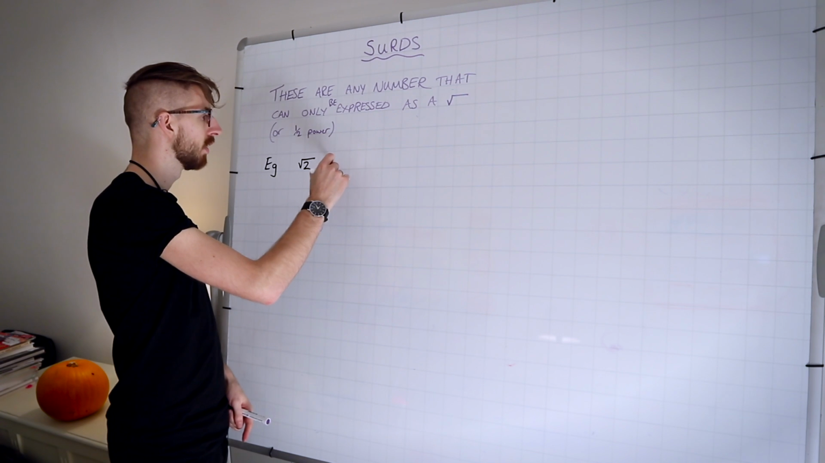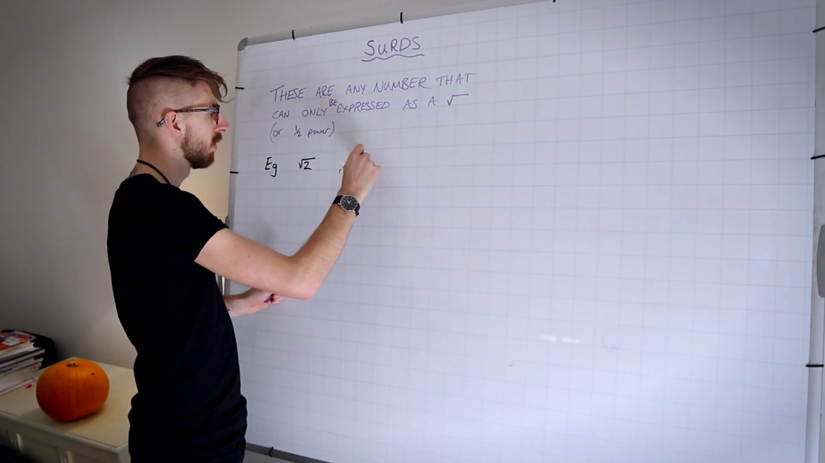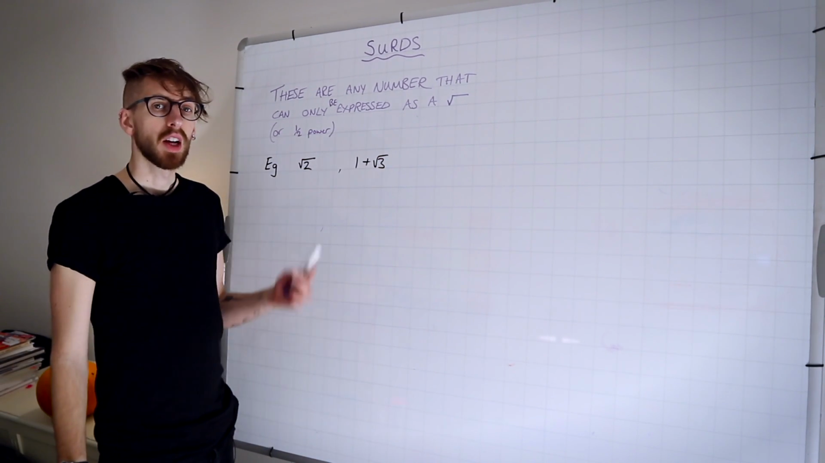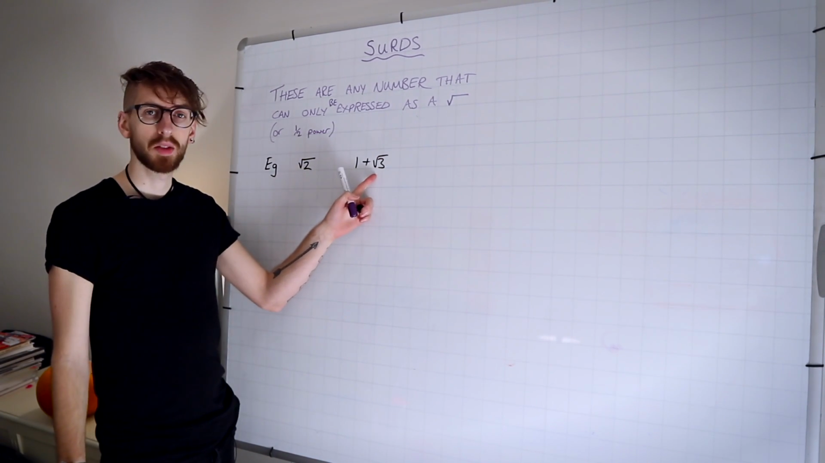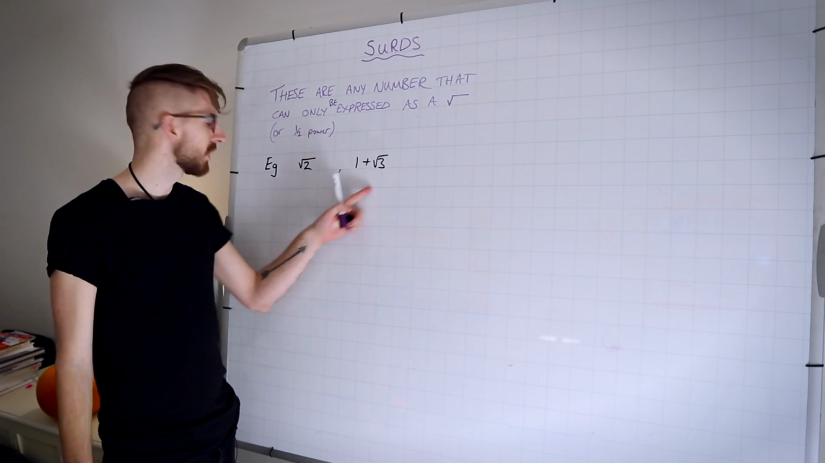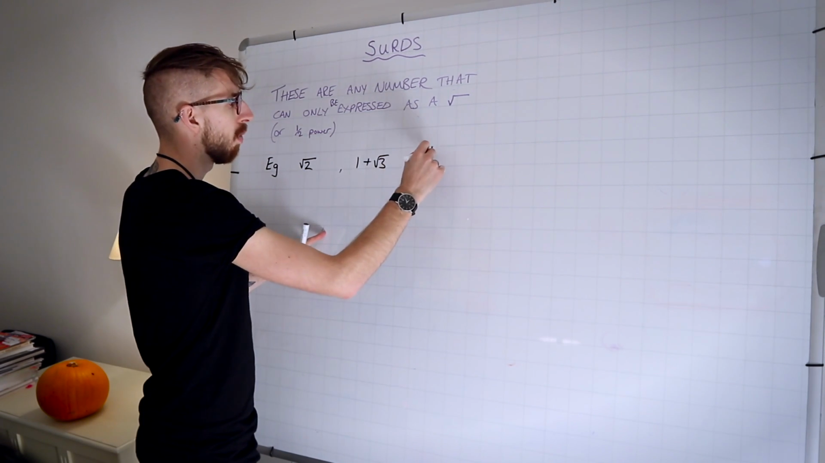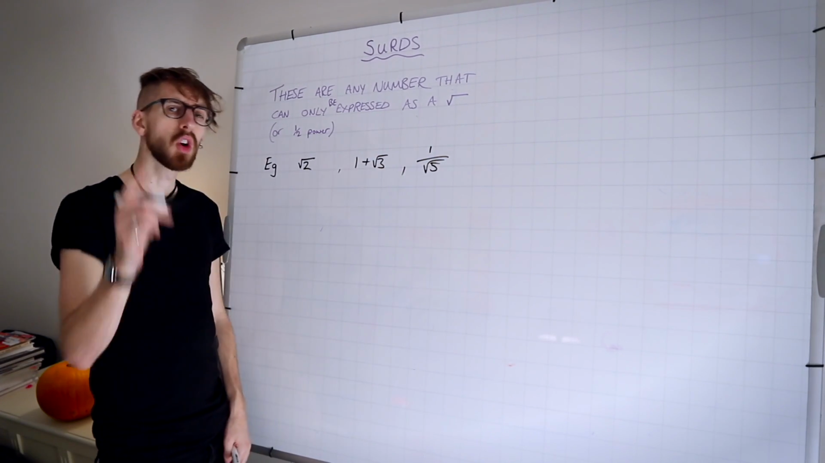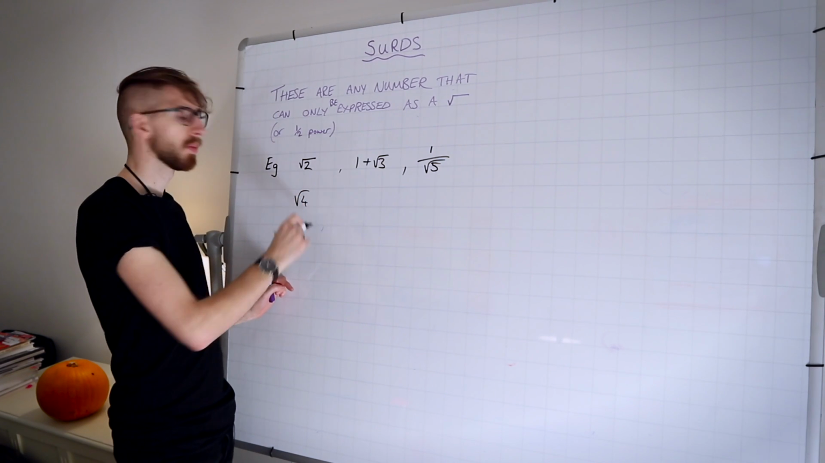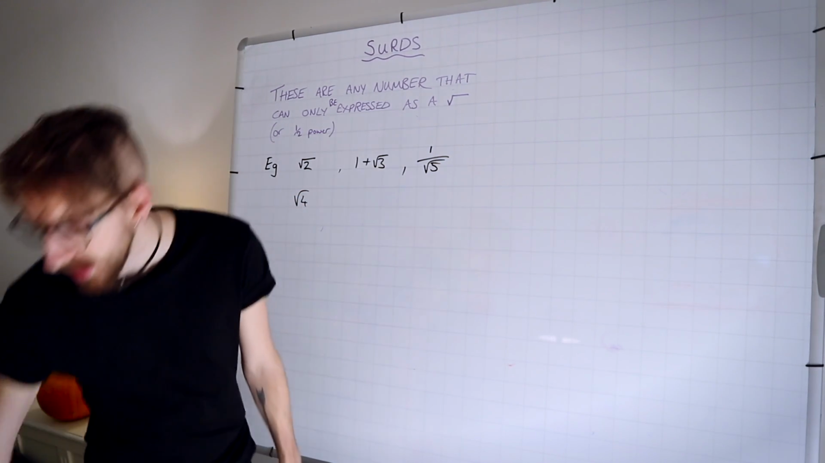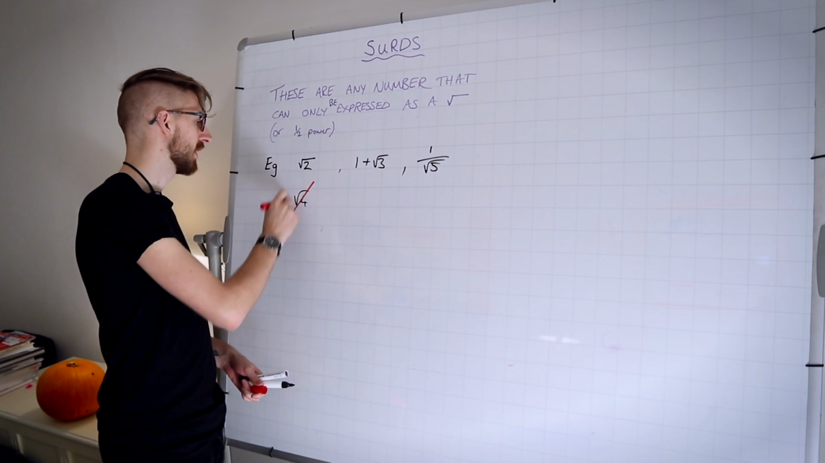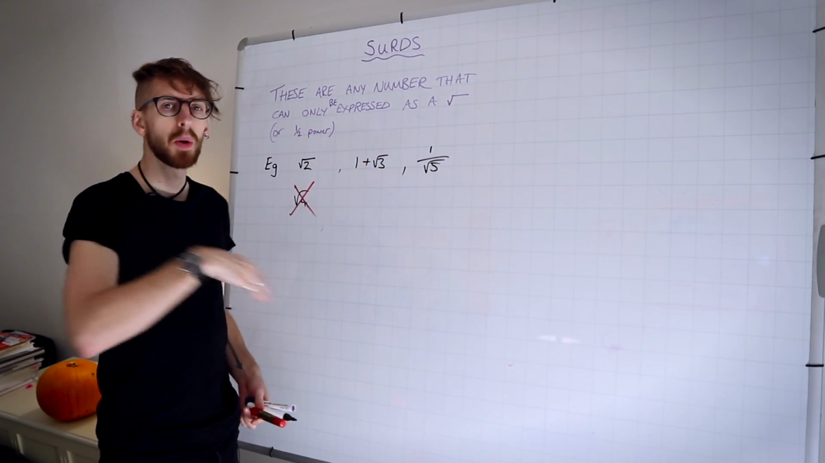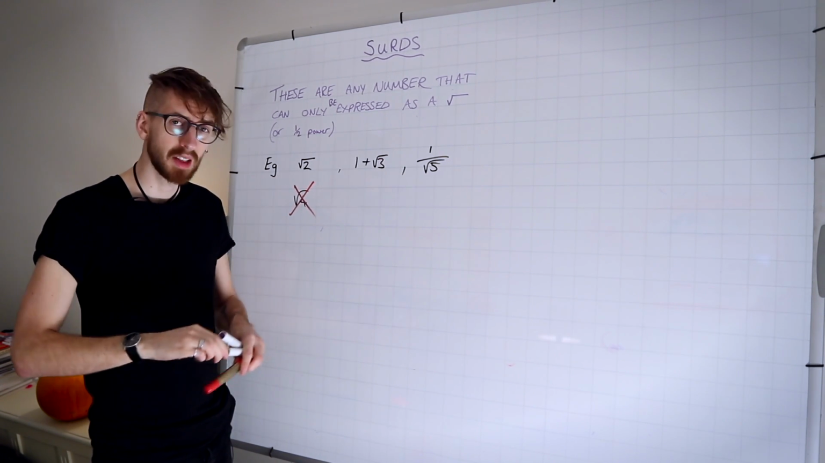Also, something like 1 plus root 3. That's still a surd. We've got 1 and then this little root 3 here. Still a surd. Something else like 1 over root 5. That's also a surd. What's not a surd is something like root 4. Why is it not a surd? Because, as I said, that's just equal to 2. So we're only looking at these ones, but when we use them, we can simplify them down.